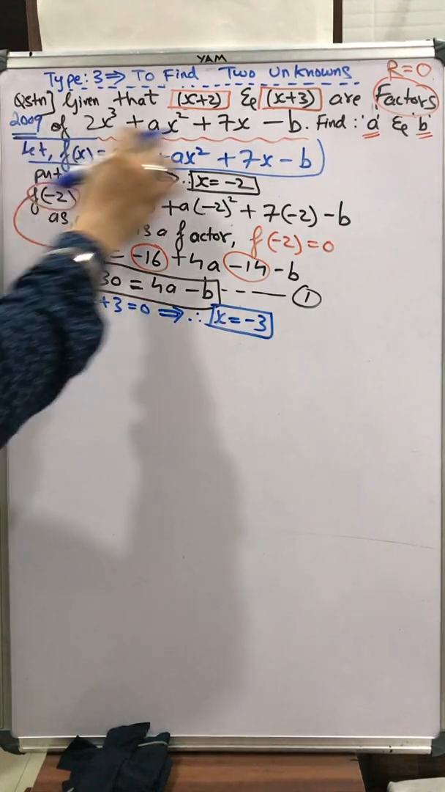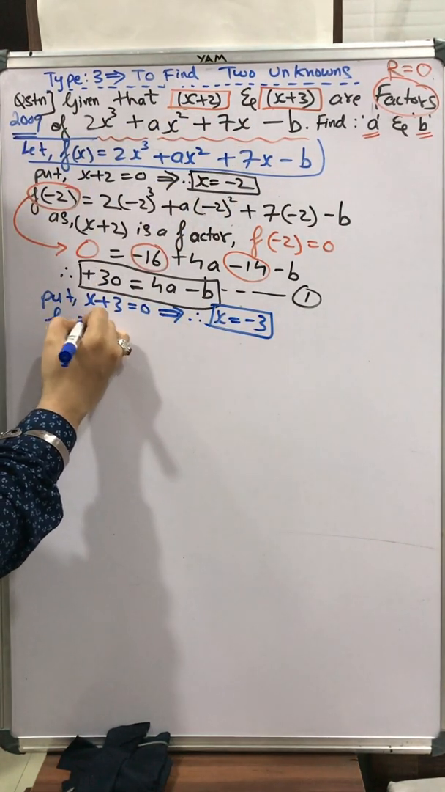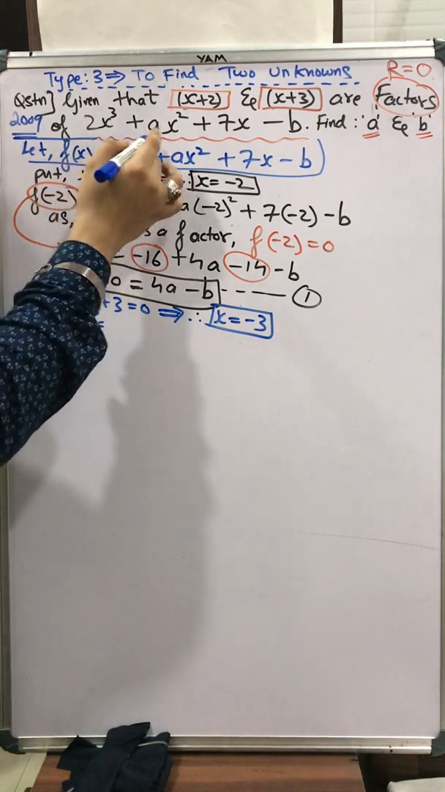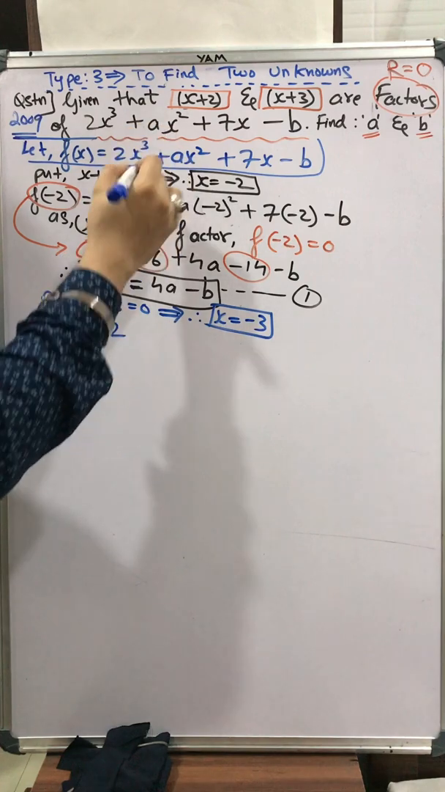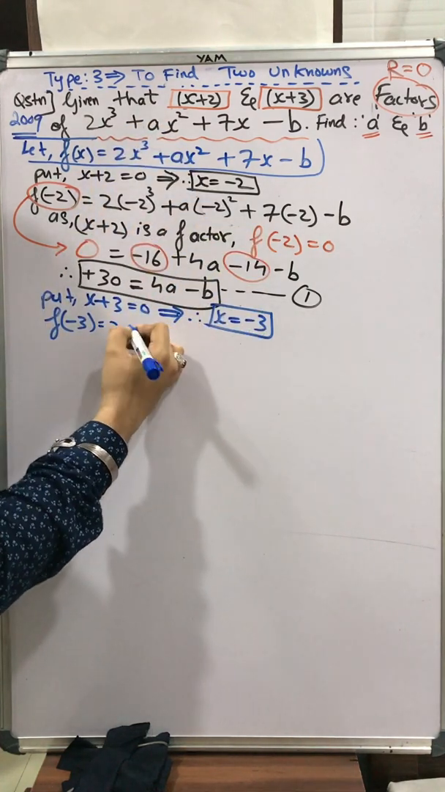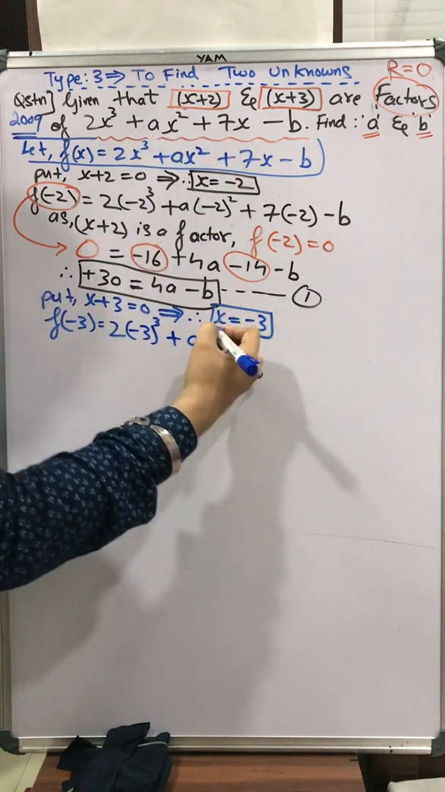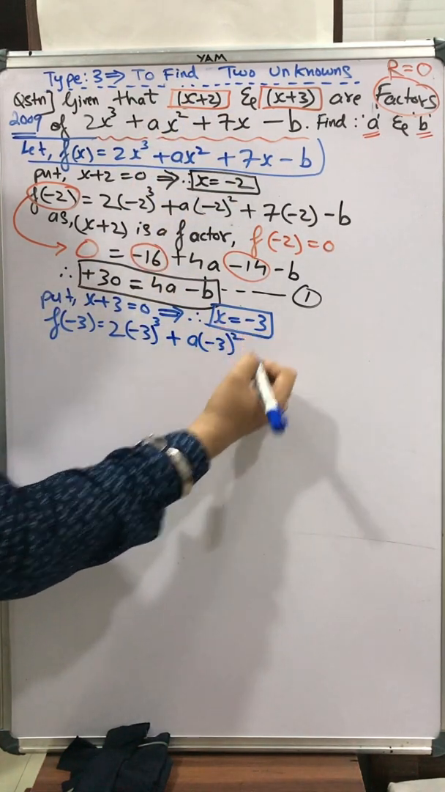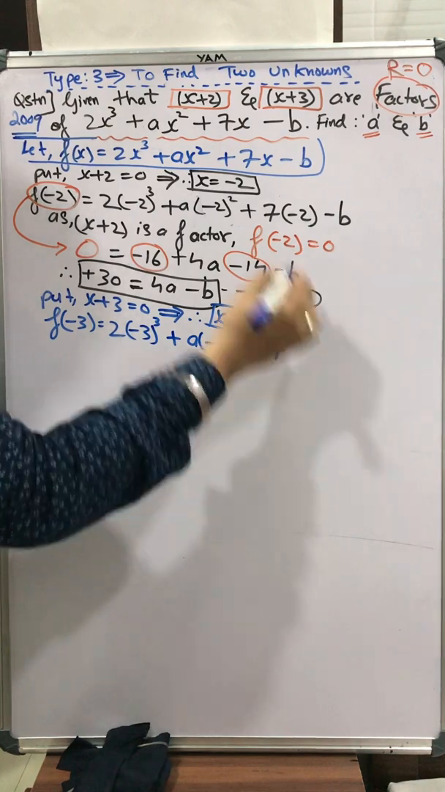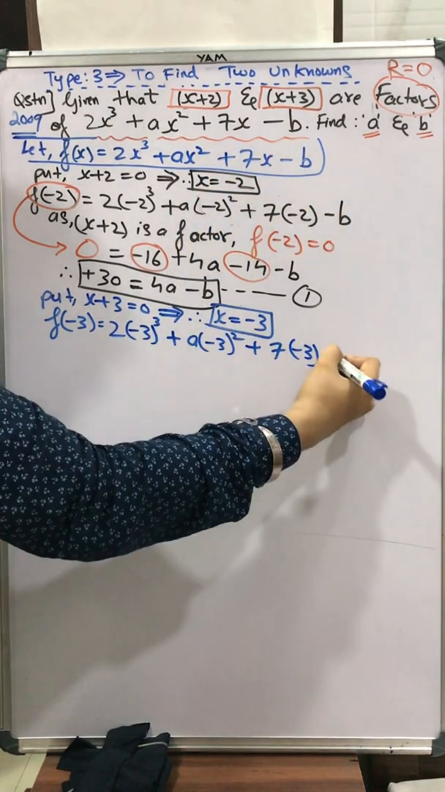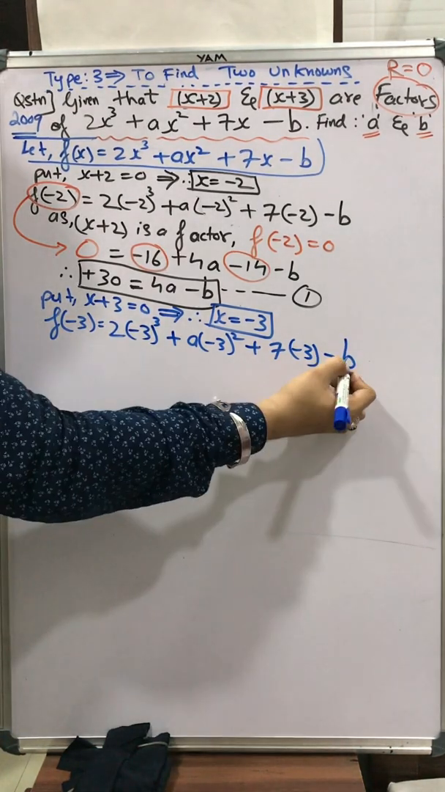Now substituting within this polynomial, which is f of minus 3. At the place of x, minus 3. 2 into x cube, so 2 into minus 3 cube, plus a into x square, so minus 3 square, plus 7 into x, x is minus 3, and minus b. Minus b stays as it is.